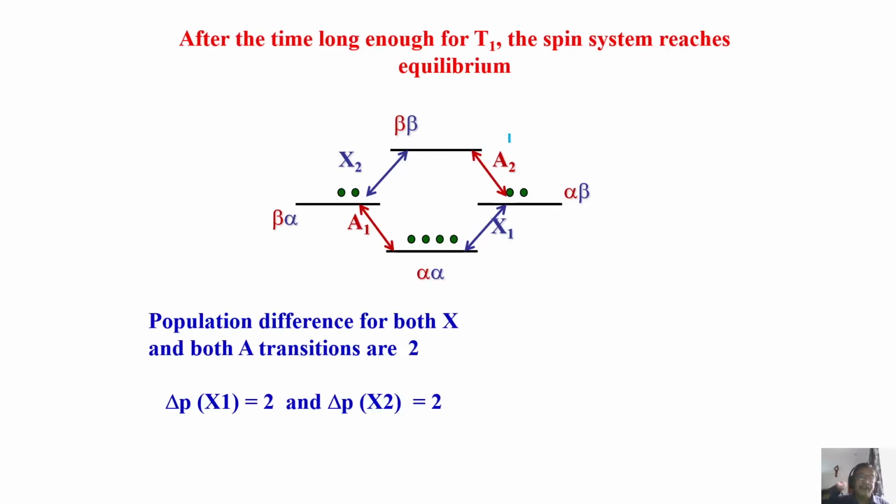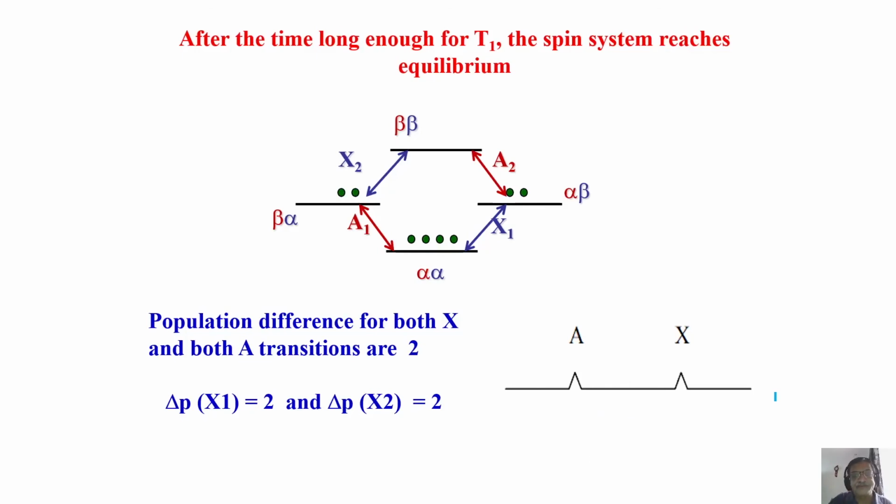Now take the population difference. For both X and A transitions, the population difference is 2 here. So you get 2 transitions for A, 2 for X. Both are perfectly overlapped and you are going to get only 2 peaks. That's all, of equal intensity, 2, 2. Remember this. Okay.